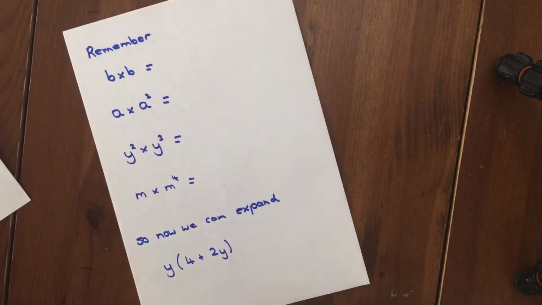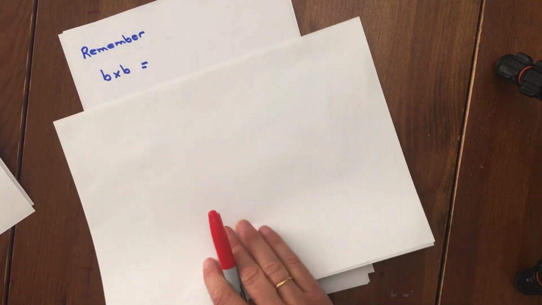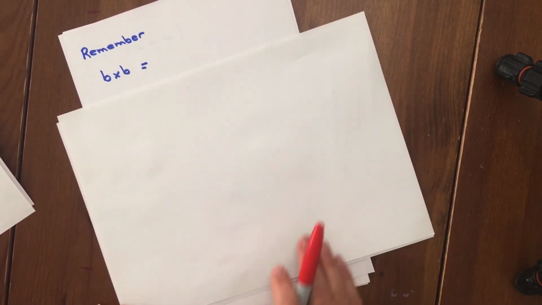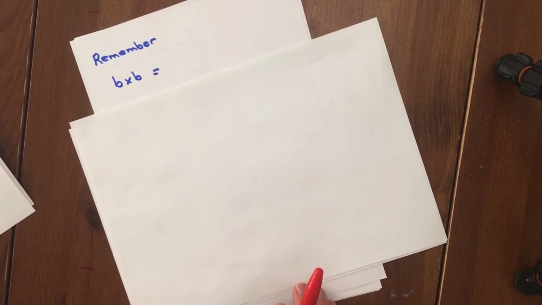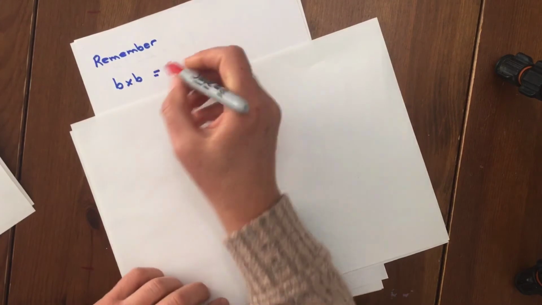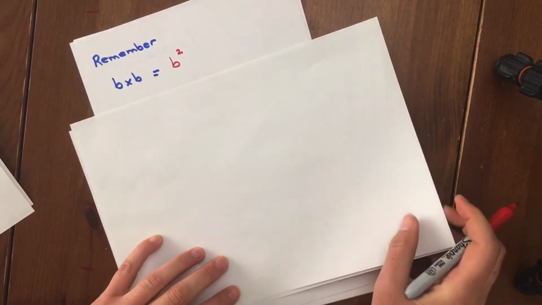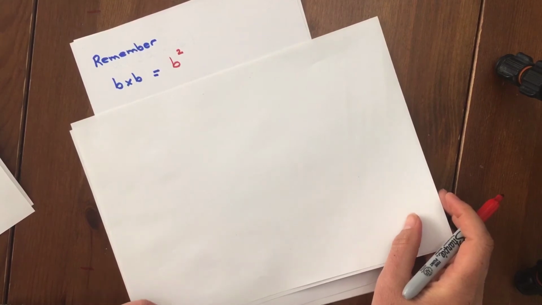Right, now we're going to go on to the last part of today's lesson, where we're going to think about multiplying letters together. So, go back to indices and think about what b times b is. Yeah, well done. b times b is b squared. You're doing really well, Year 8. Keep on listening and looking, and you will do really well.